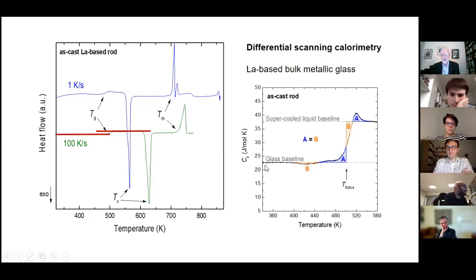And of course, you could idealize it by putting horizontal lines for your two specific heats. You could then draw a vertical line such that the area under the curve is the same as the area under your idealized step, and that would be your definition of fictive temperature.